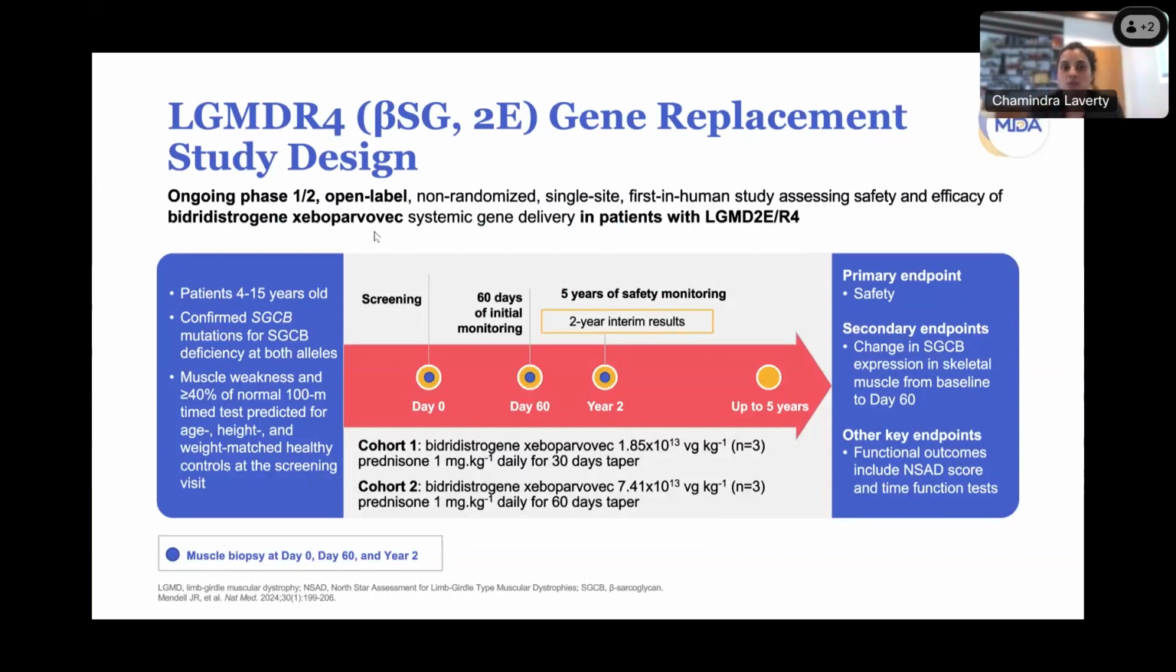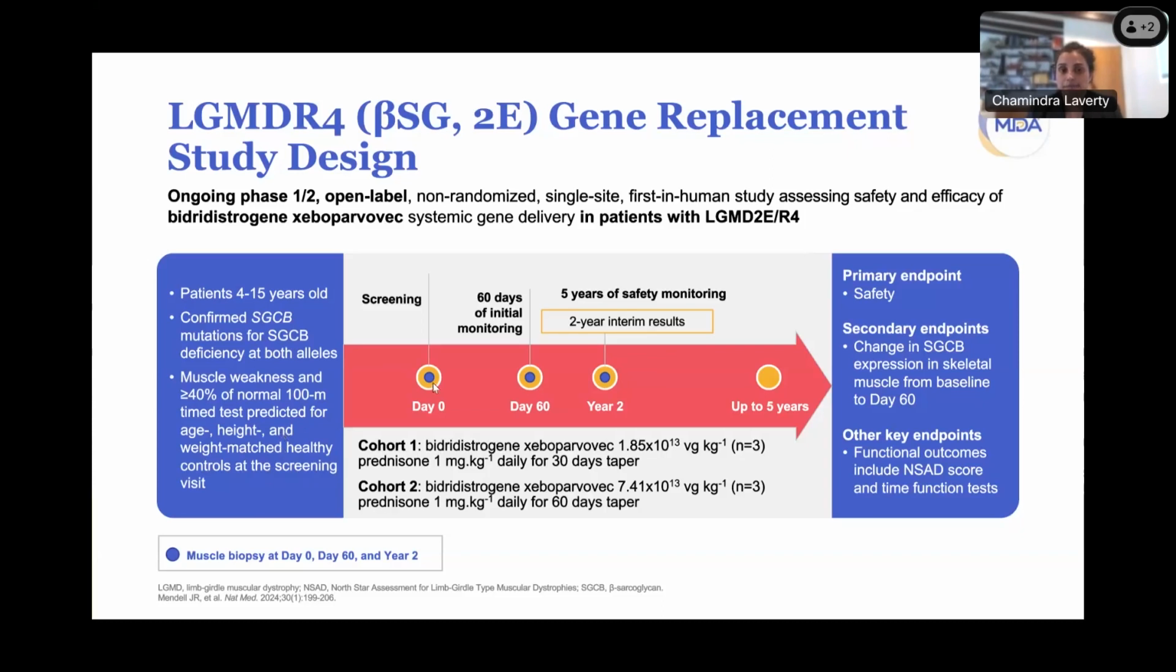And the phase 1/2, which is an open label, non-randomized, single site, first in human study, was just 6 patients total. We have some data. The age range was rather broad, 4 to 15, broad in the sense there's quite a bit of phenotypic difference between a 4-year-old and a 15-year-old. And they did need to have confirmed beta-sarcoglycan variants in the 2 different alleles. Muscle weakness that wasn't too strong or too weak, so they needed to be above 40% of normal on their 100-meter walk time test, compared to age, height, and weight matched healthy controls at screening.